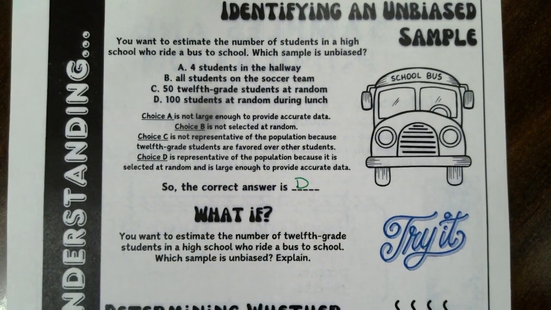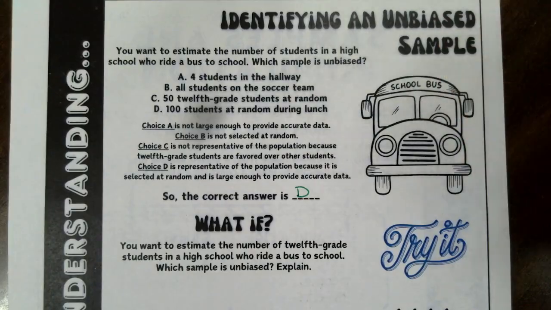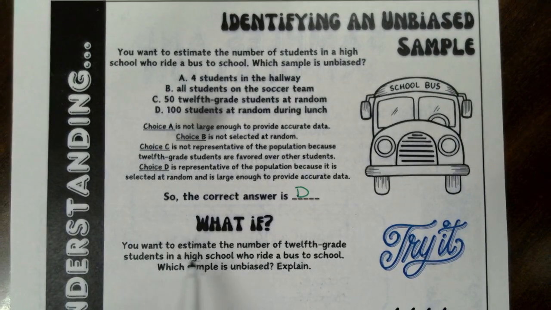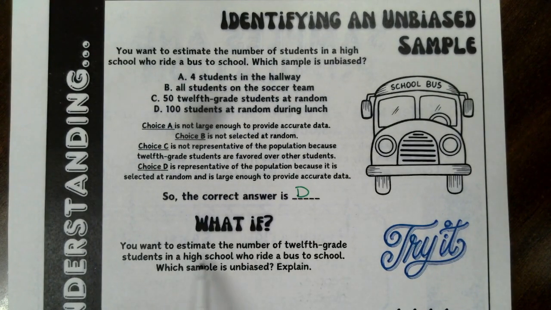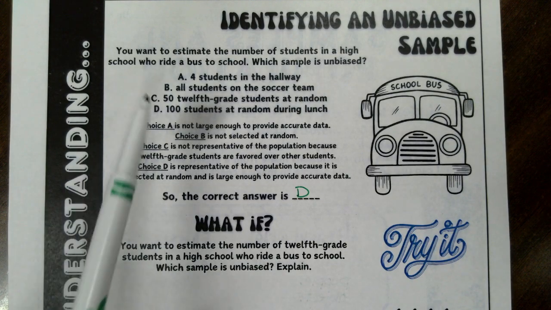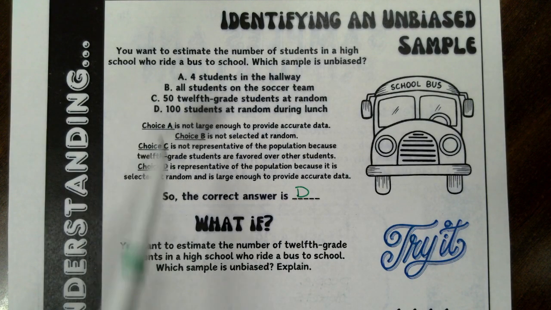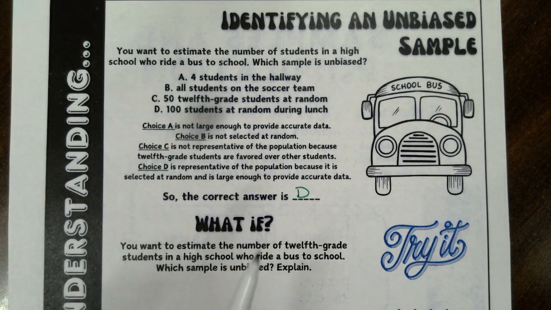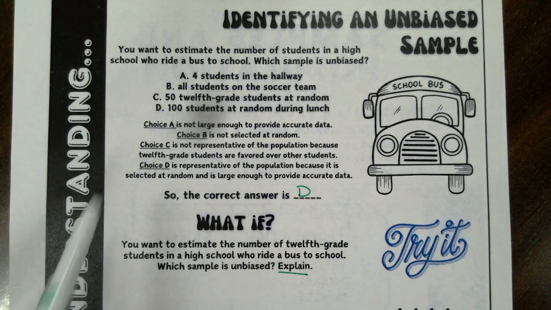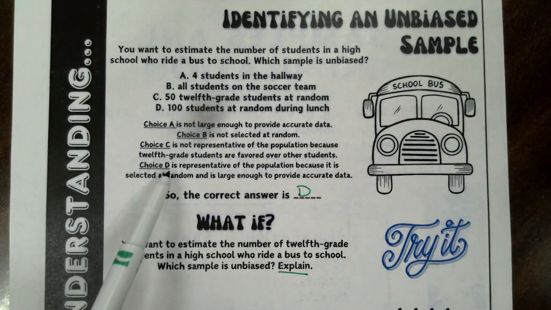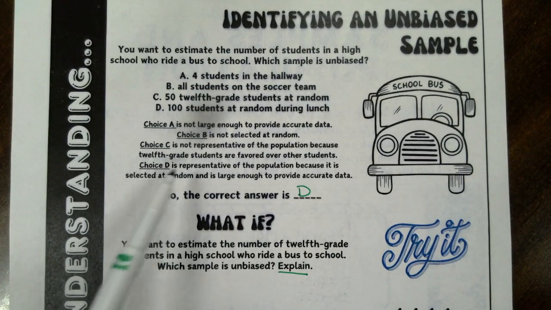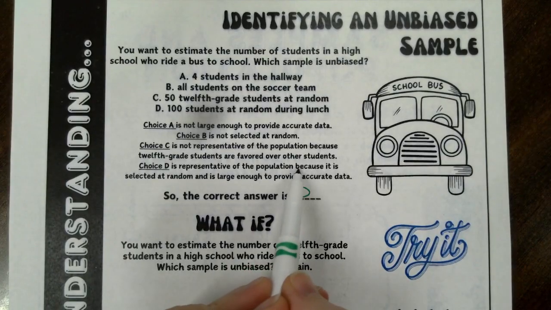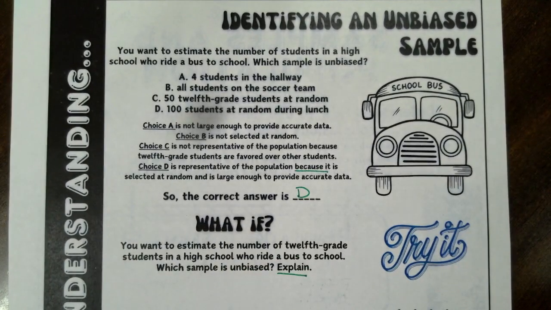Now you're going to do a little try it here with the data that we just talked about. So you want to estimate the number of 12th grade students in a high school who ride a bus to school. Which of these samples, A through D, is unbiased? I want you to tell me which one is unbiased, and then I need you to explain your why. Like here we said choice D is representative of the population, and the because explains that. That tells me why. Okay, so that's what you're going to do with this try it.